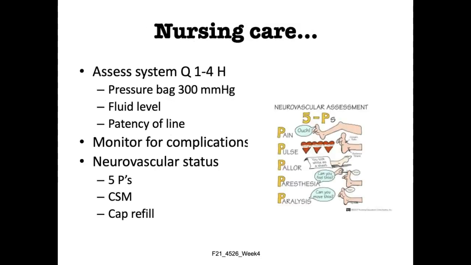So nursing care, you're going to be assessing the system every 1 to 2 hours. You want to make sure the pressure bag is under 300 millimeters of mercury. You're constantly looking at the fluid level of the pressure bag to make sure there's enough fluid in there to exert enough pressure, and the patency of the line. You're going to be monitoring for complications, so your neurovascular status, your 5 Ps: pain, pulse, pallor, paresthesia, and paralysis of the hand. Your CSM, so your circulation, sensation, motion, is another way to assess the status of that hand, and then cap refill.